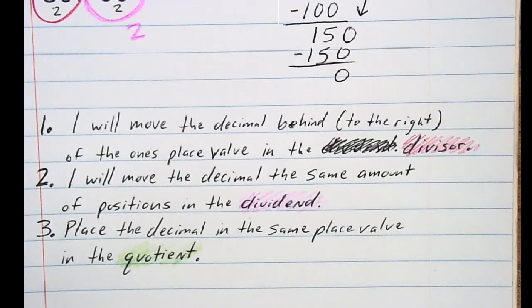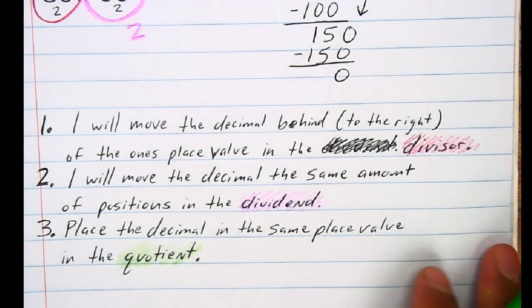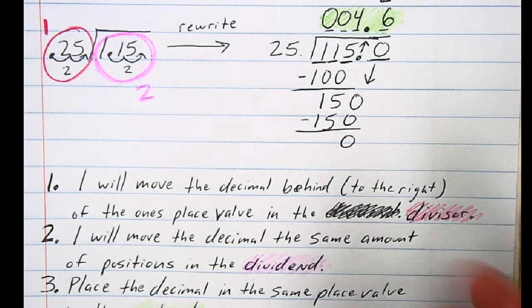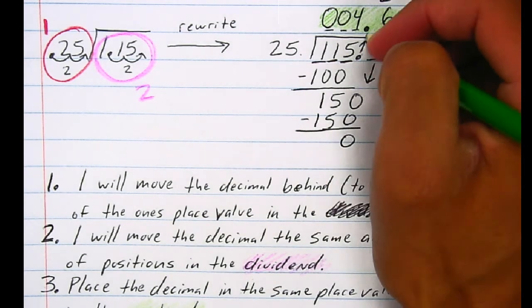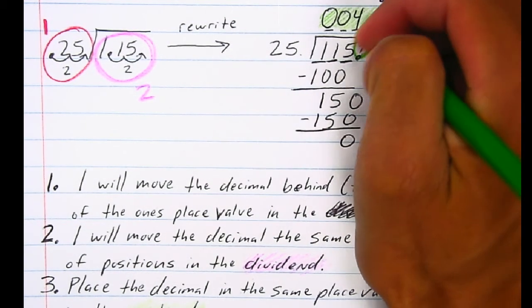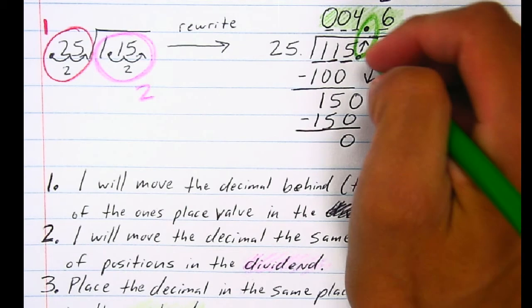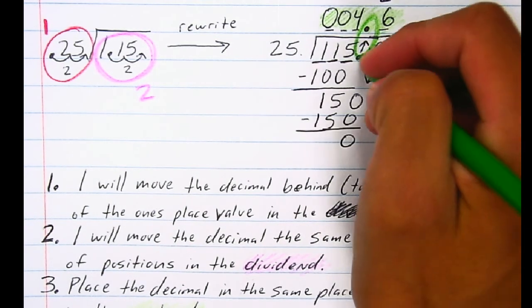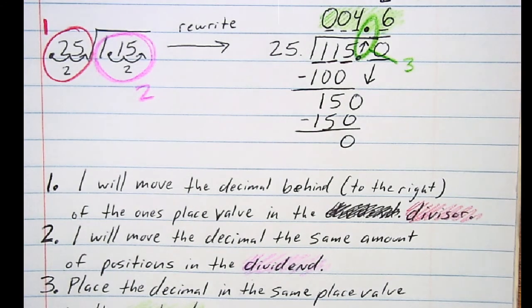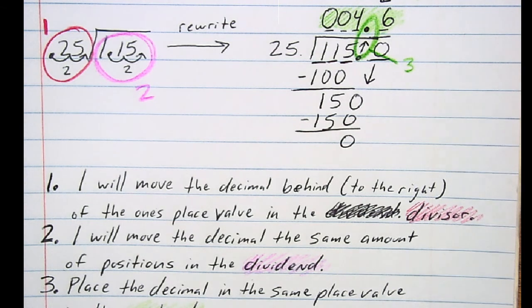All right, guys, and then the last step will be to place the decimal in the same place value in the quotient. So if you notice over here in the quotient, my decimal was behind the 5, so it needs to go straight up into my answer. And so this right here is going to be step 3. You need to place your decimal up into the quotient. Alright guys, those are all my notes today on dividing decimals.